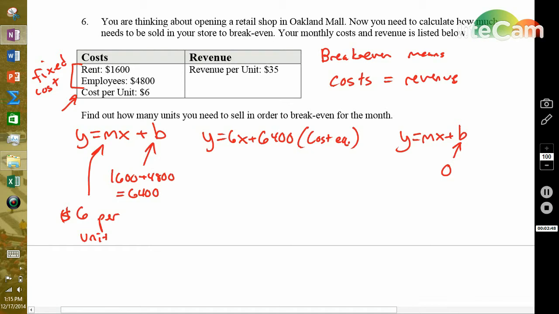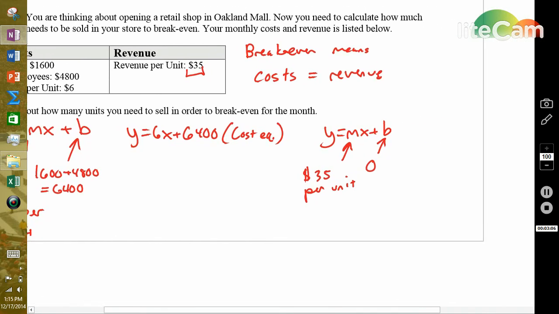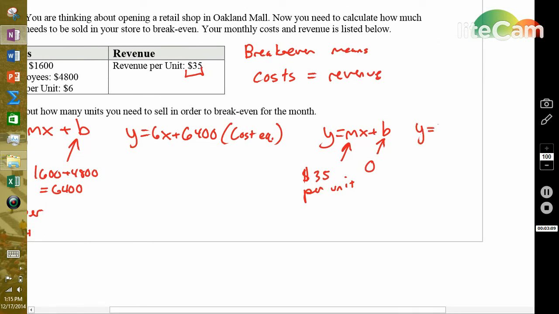There's no guaranteed revenue for the retail store. However, the variable revenue is the $35 per unit. That is your m, your slope. So the revenue equation is going to be y equals 35x. And you don't have to write plus 0 because it's unnecessary. So we'll label this revenue.